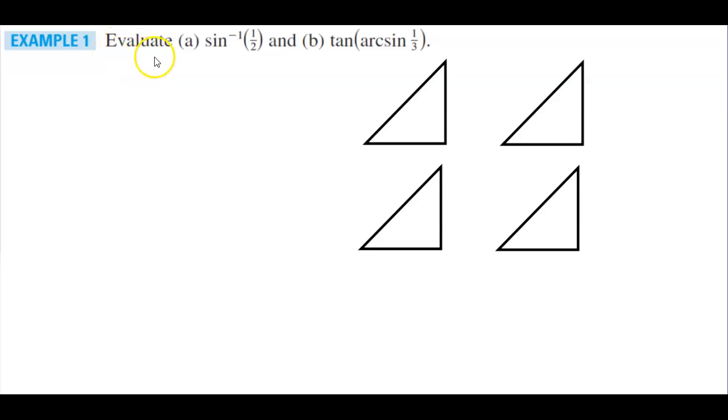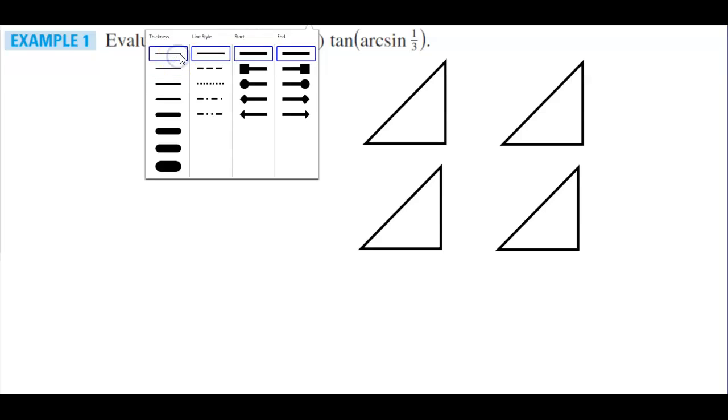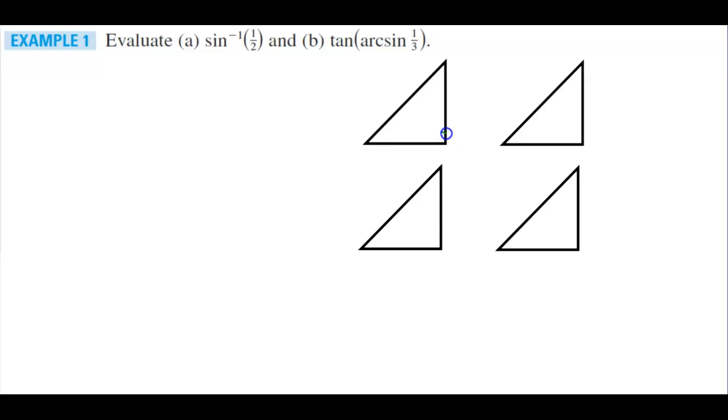Okay, in example number 1, we want to evaluate A, sine inverse of 1/2, and B, tangent of the arc sine of 1/3. Okay, well, let's go back to some of our trig triangles. So if you recall, we know that our triangle, if this is a right angle, and this represents 30 degrees, and this represents 60 degrees, then if this represents 1, this is 2, and if you use the Pythagorean theorem, then this is the square root of 3.